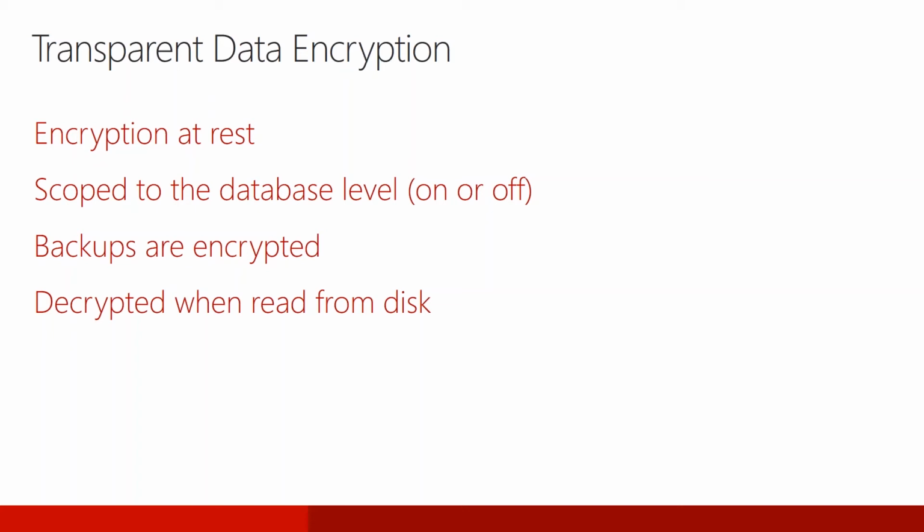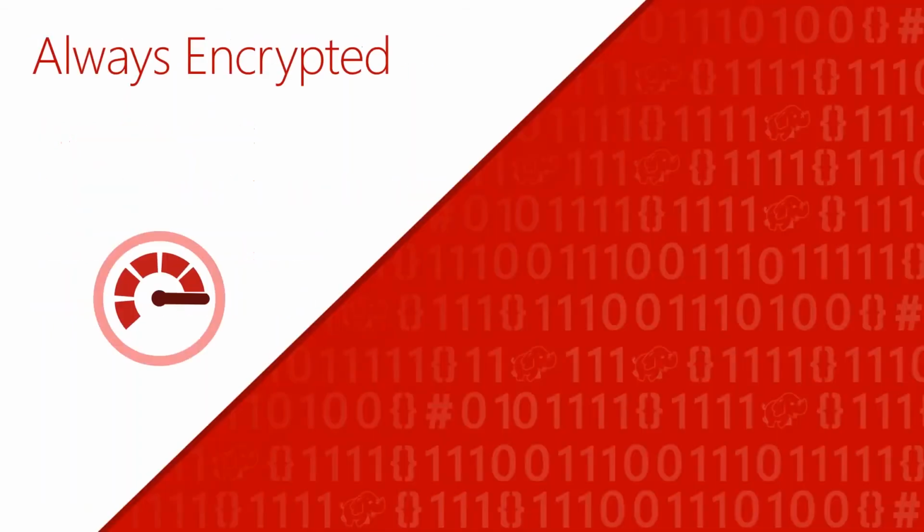The key thing that's important here is two things. One, it's decrypted as it's read off disk, so it means it's in plain text after that, and it's at the database level. So I can turn this on or I can turn it off for a database. I can't do anything in between. That brings up always encrypted.